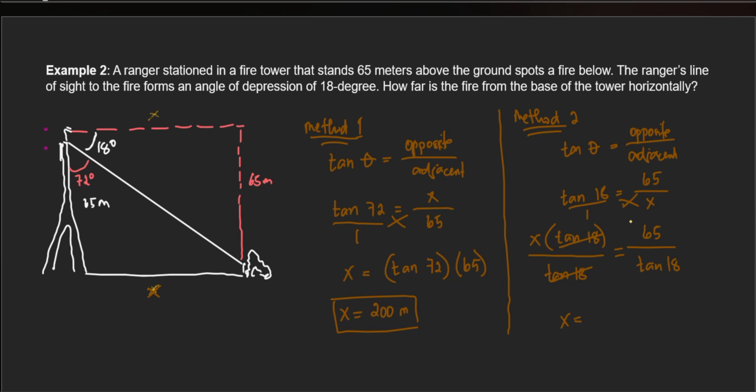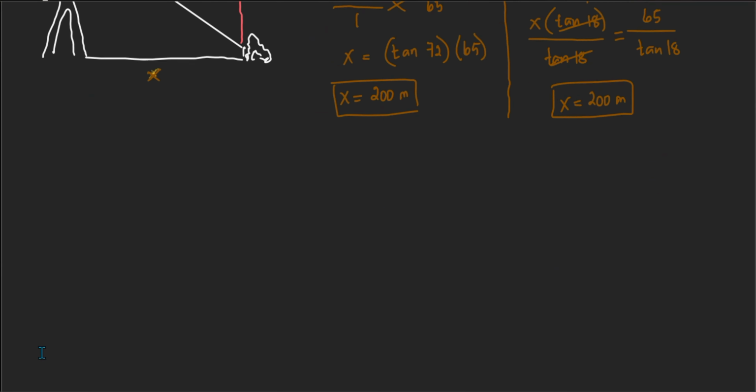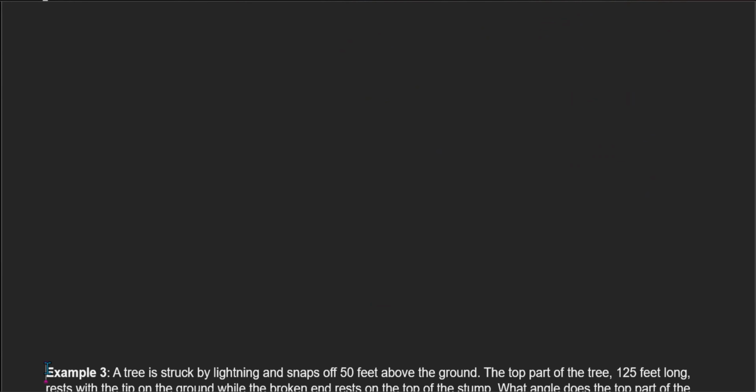So we just input it in the calculator. 65 divided by tan 18, that is equal to, same as before, 200 meters. Therefore, the measure of the fire from the base of the tower measures 200 meters. Okay, now let's move on to our next problem.